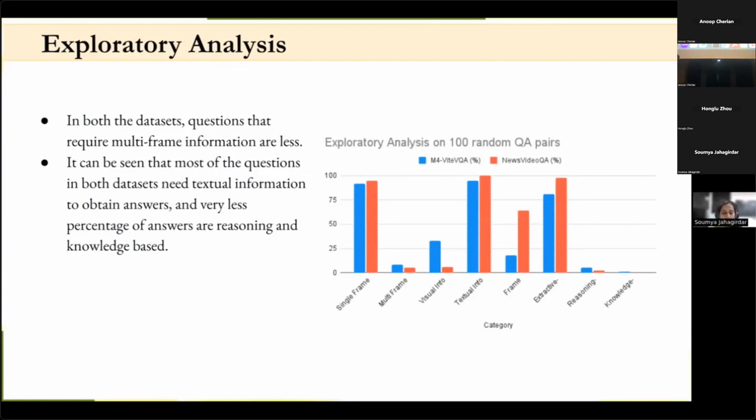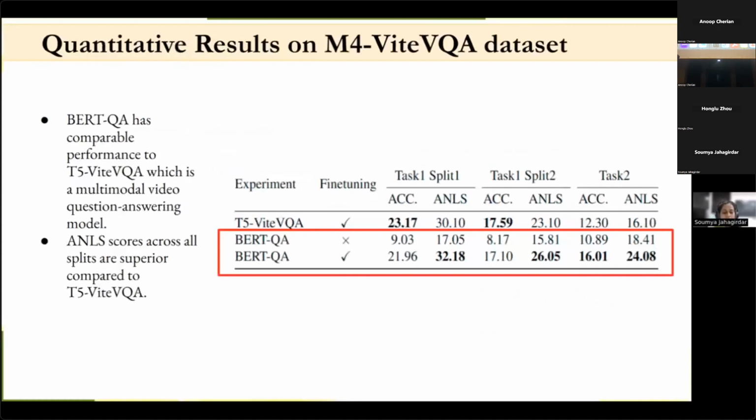Seeing such heavy reliance on text, we use BERT-QA, a text-only model. BERT-QA is a transformer-based encoder-only model, pre-trained on a large corpus and further fine-tuned on SQuAD data. In all our experiments, we consider OCR tokens present in the videos as context to the BERT-QA model. In this slide, we show the results of BERT-QA model on M4 Byte VQA dataset. To compare BERT-QA against the T5 Byte VQA model, we sample 1 frame per second and concatenate the OCR tokens from these frames to form the context.